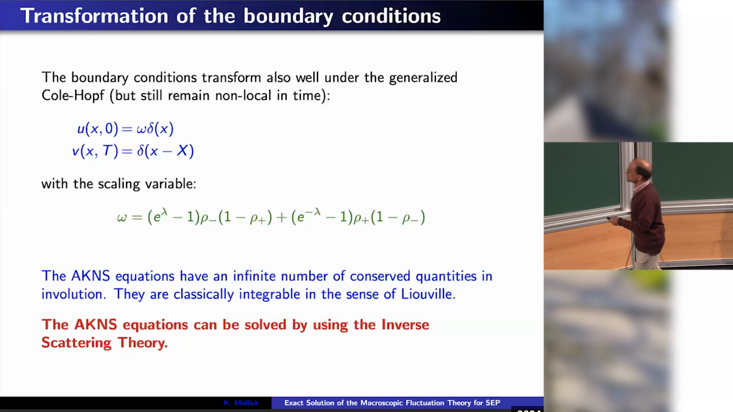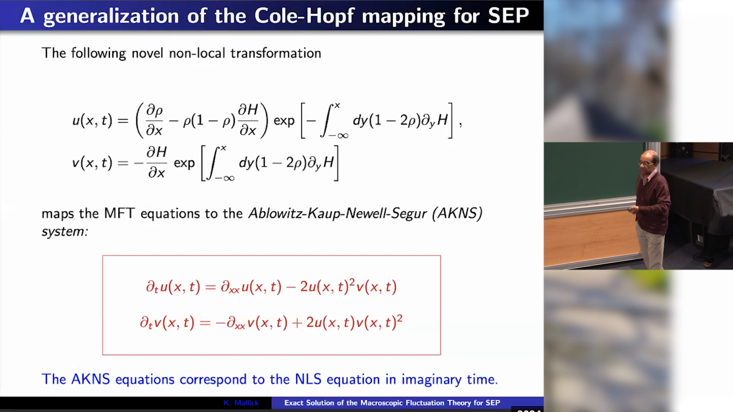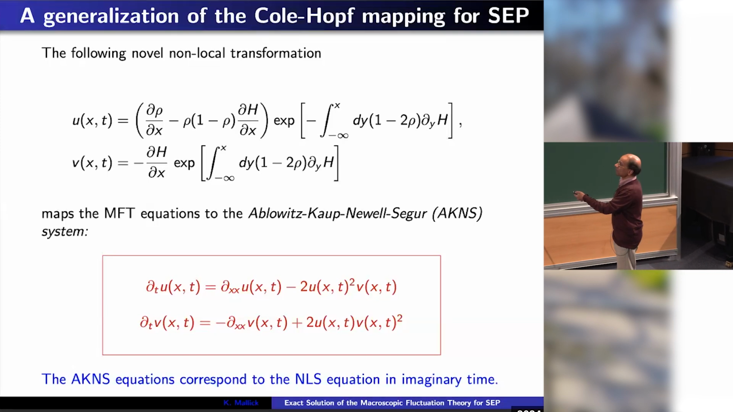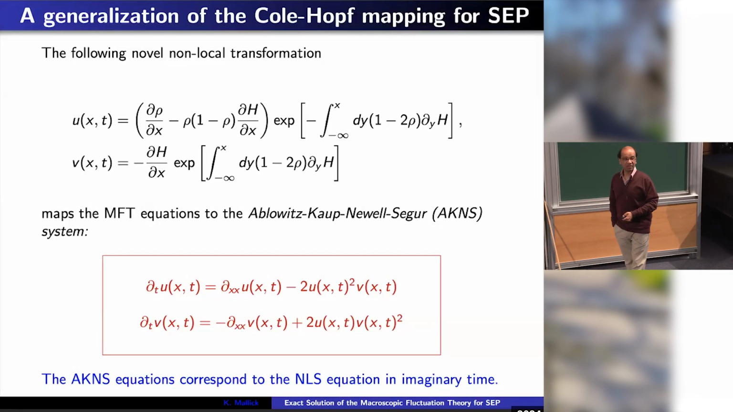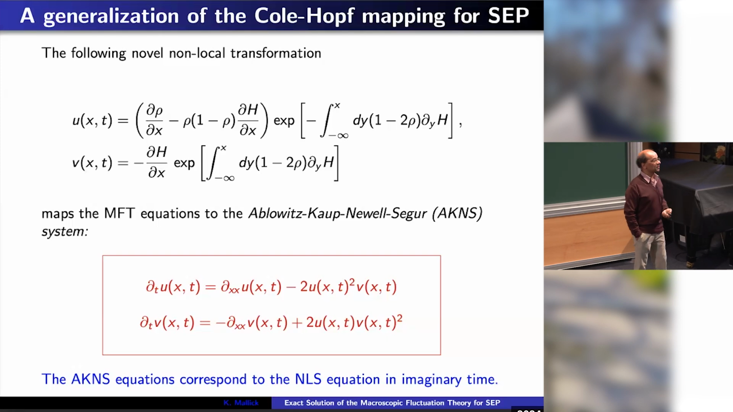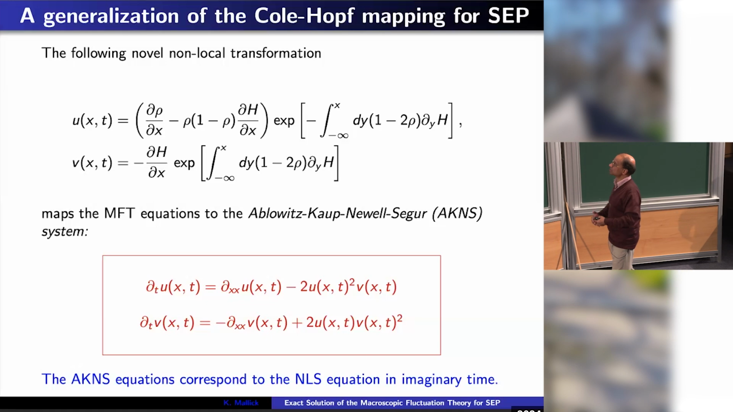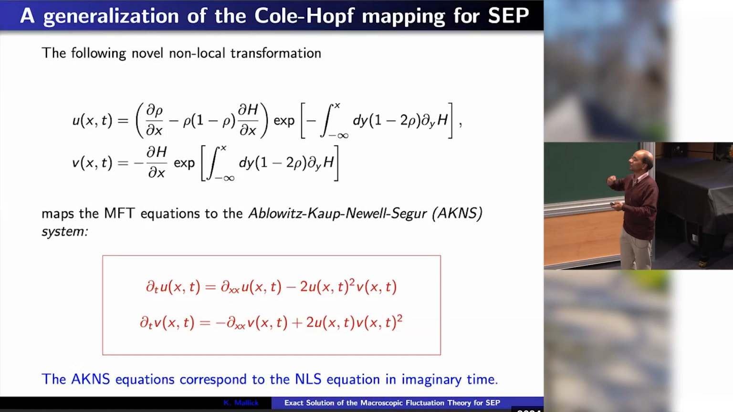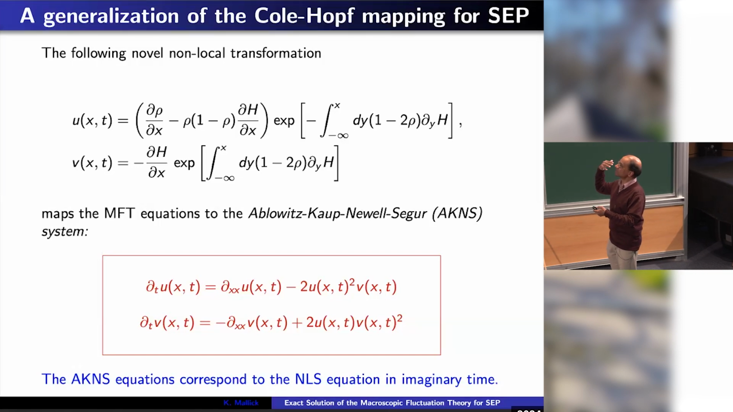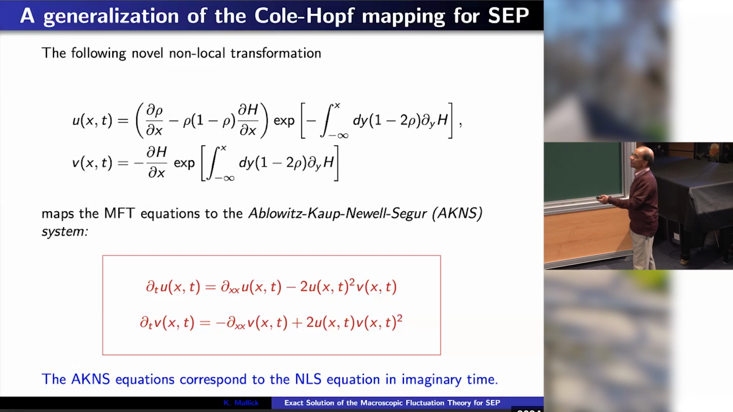So this AKNS system, which is a kind of generalization of the Korteweg-de Vries equation, and a close cousin to NLS, is a Hamiltonian system with an infinite number of conserved quantities. It has a so-called Lax pair, so it can be rewritten as a kind of compatibility condition between two linear equations, and the whole machinery of soliton exact solution of infinite dimensional Hamiltonian systems can be applied to it.